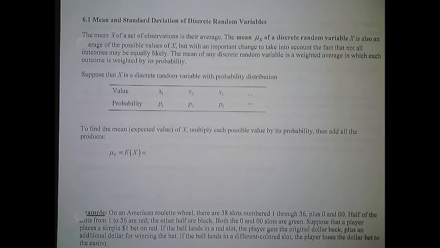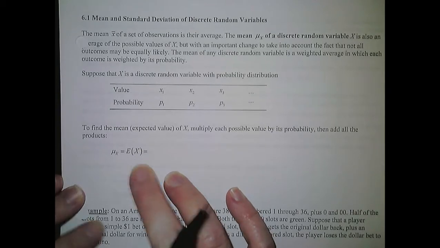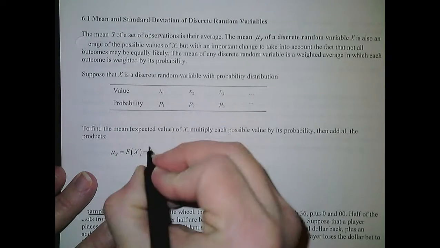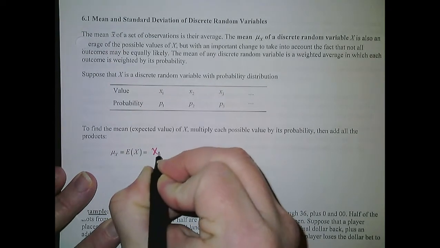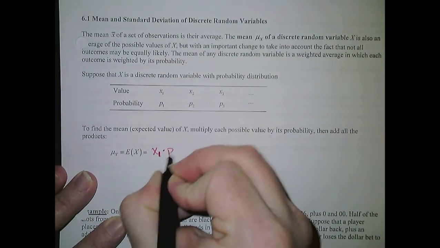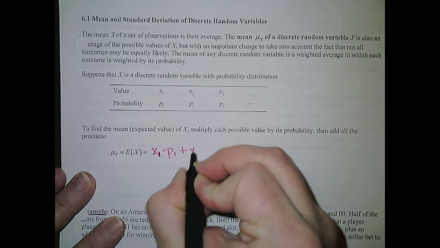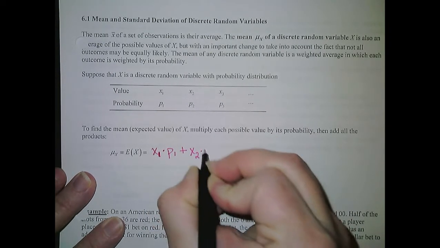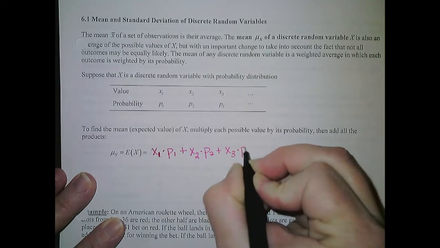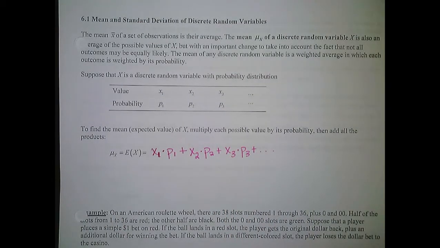So in other words, the mean of the random variable x, which is also known as the expected value, and we'll come back to that idea in just a minute. To find that, we have to take each outcome, so x sub 1, and multiply it by the probability of that outcome, p sub 1, and then add them together. So then we have our next outcome, x sub 2, times its probability, p sub 2. And then we would have our next outcome, x sub 3, times its probability, p sub 3, and so on. And we would add each of those outcomes times the probability.